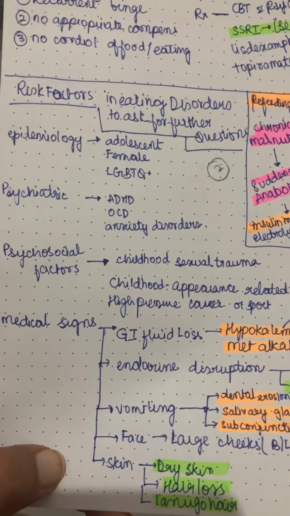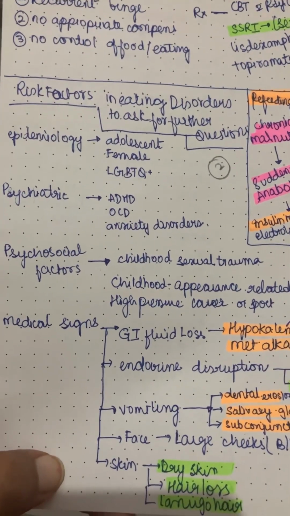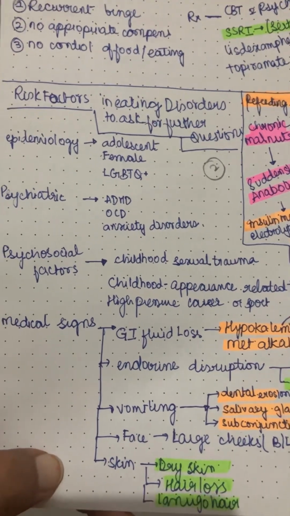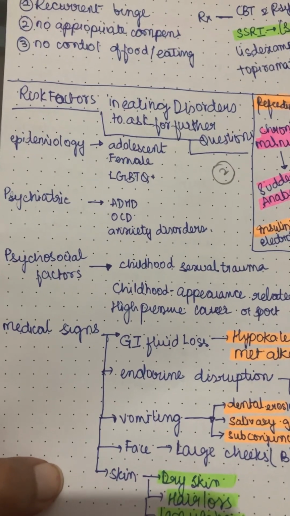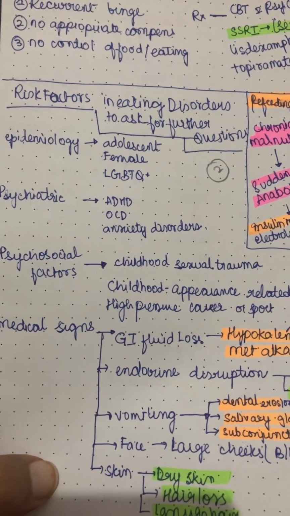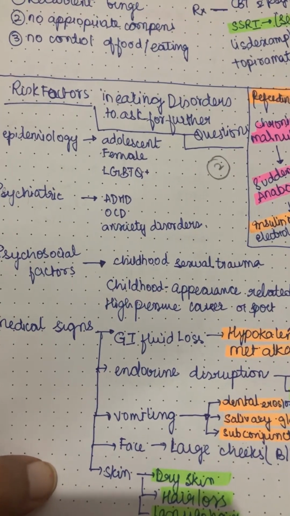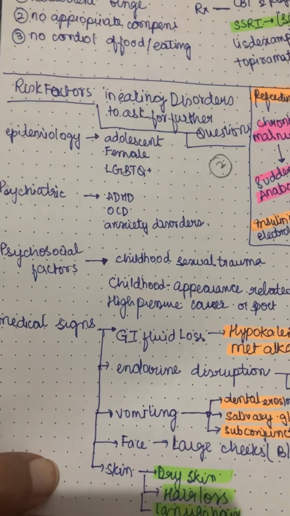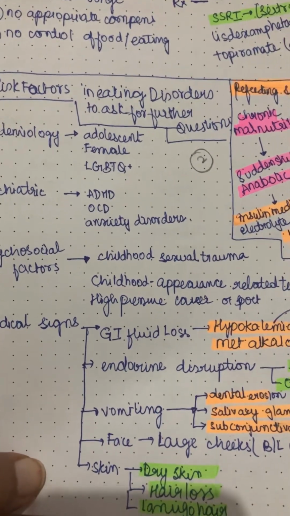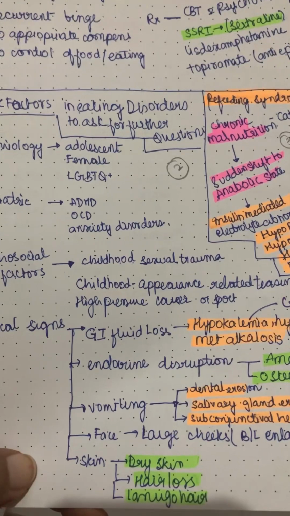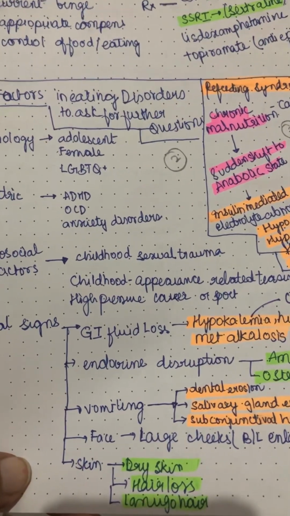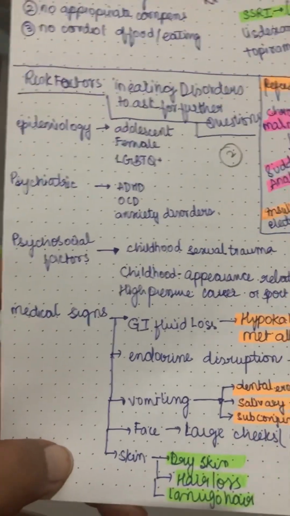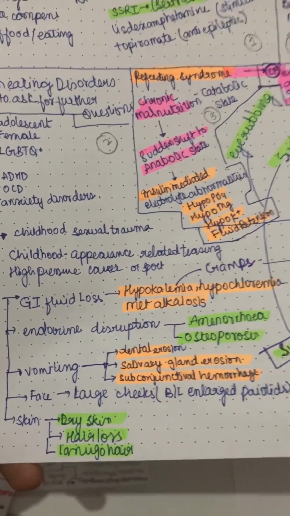What are the risk factors? In whom do you ask about eating disorders? Adolescent females, LGBTQ, psychiatric patients with ADHD, OCD, and anxiety disorders. Psychosocial means body image, teasing, young childhood sexual trauma, high pressure career or sport. What are the medical signs?